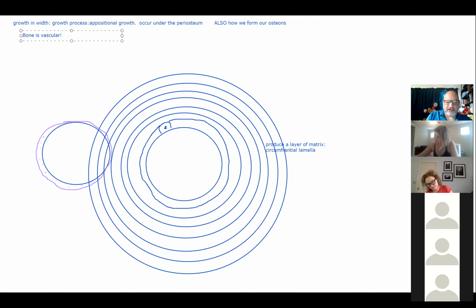What ends up happening here is the blood vessels get incorporated into the bone. And that is how we get our osteons. That is how we form that organizing structure of our compact bone.